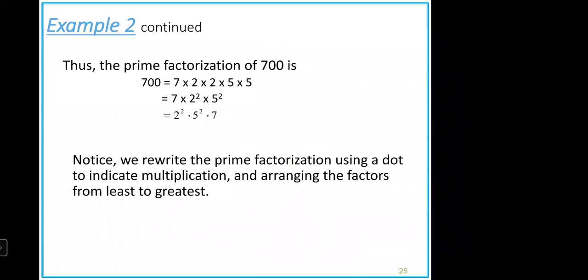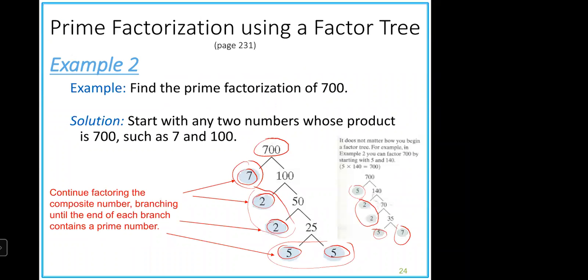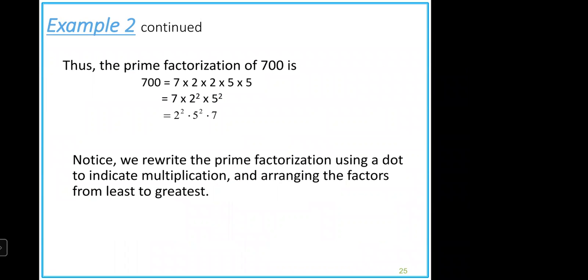Once we do the prime factorization of 700, based on what we had here, it's equal to 7 times 2 times 2 times 5 times 5. All we have here is prime numbers, and once we get only prime numbers, we are finished. So we write it now in shorter form: 7 times 2 to the second power times 5 to the second power. And then they rewrite it in order as 2 to the second power times 5 to the second power times 7.